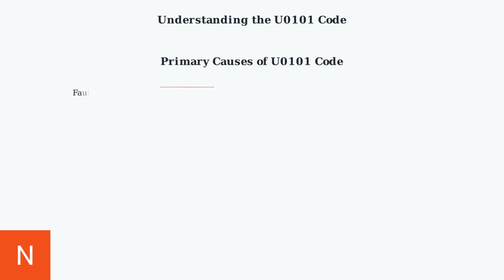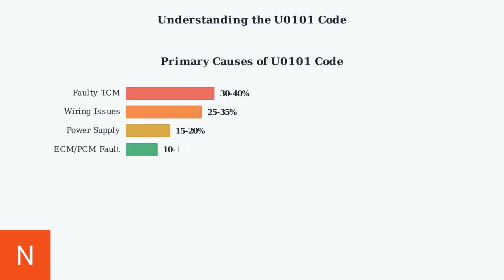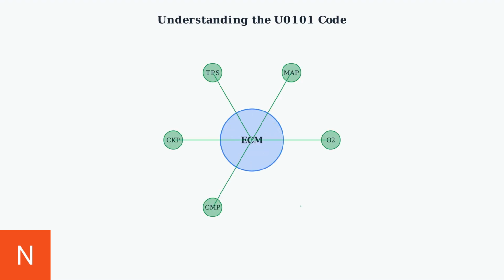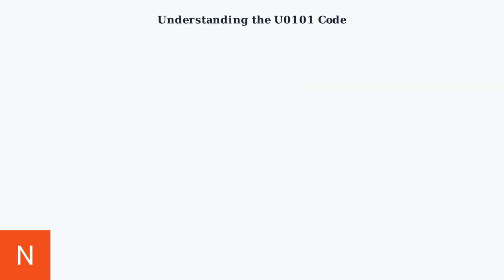The primary causes of U0101 codes fall into 5 main categories. A faulty transmission control module accounts for 30 to 40% of cases, making it the most common cause. The engine control module serves as the central hub, receiving input from multiple sensors throughout the vehicle. This complex network requires precise communication timing to function properly.